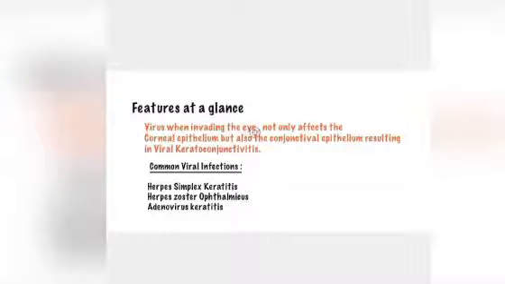Whenever a virus invades the eye, it not only affects the corneal epithelium but also the conjunctival epithelium. So virus, cornea and conjunctiva. Virus is double C, cornea and conjunctiva, resulting in viral keratoconjunctivitis, that is inflammation of both cornea and conjunctiva. The common viral infections include herpes simplex keratitis, herpes zoster ophthalmicus, and adenovirus keratitis, of which we'll be talking only about herpes simplex keratitis in this video.